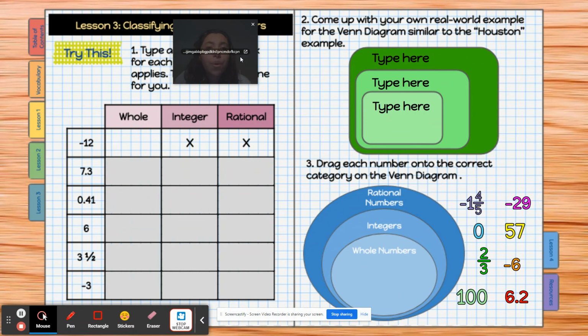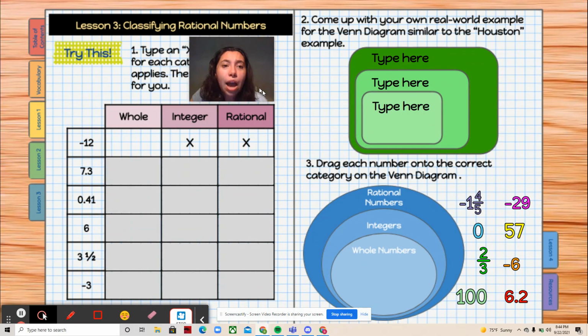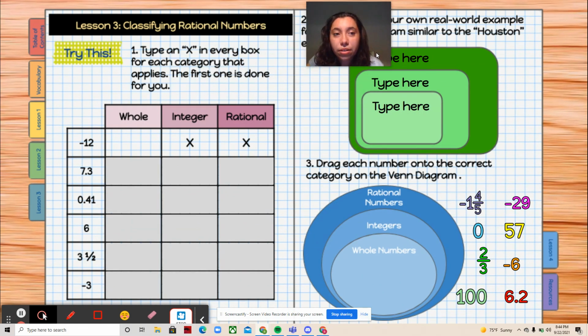Okay? So also in your lesson 3, I want you to work on this as well. Okay? You need to type an X in every box for each category that applies. The first one is done for you, -12, and it's an integer and a rational number. Now, if you need to go back to the previous slide to help you figure that out, go ahead and do that. This is going to help you on your test.